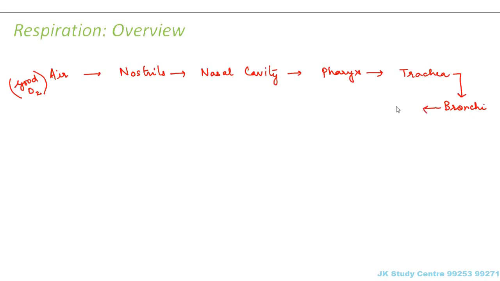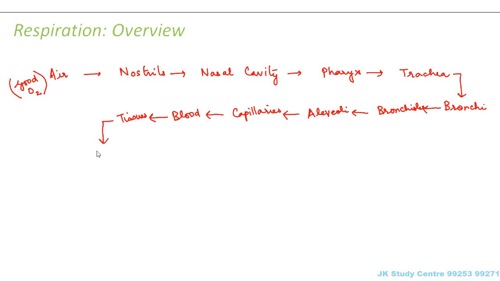On entering the lungs, the bronchi divide into further branches called bronchioles, and these bronchioles further end up in tiny air chambers called alveoli. Now, the walls of these alveoli are connected to a network of capillaries, and capillaries are nothing but the blood vessels. So, these capillaries will take it to the blood, and through the blood, it reaches each and every tissue of the body, and from the tissues, it reaches each and every cell of the body.